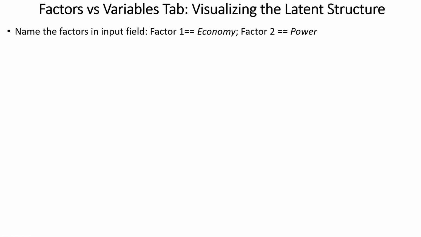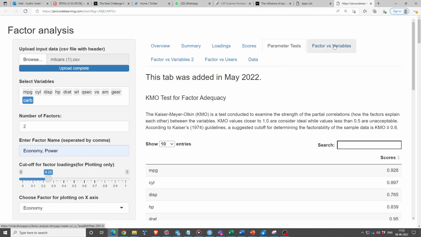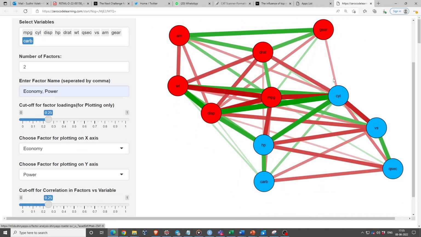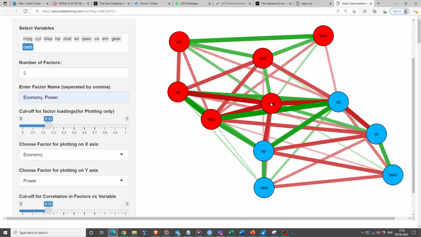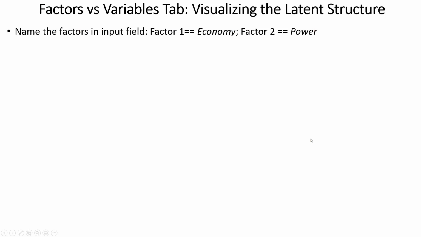Now let's go to the plotting tabs. There is a tab called factors versus variables. Remember we gave the factors these names: economy and power. I have written them down here. Let me go to factors versus variables. This is what it looks like. These are color coded. I think all of these are in factor 2, which is power, and all of these are in factor 1, which is economy. This is called the latent structure of the data.